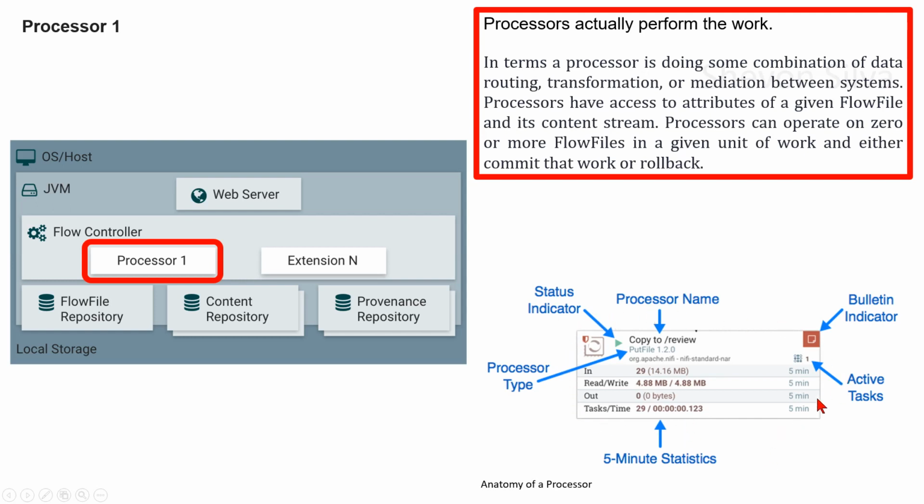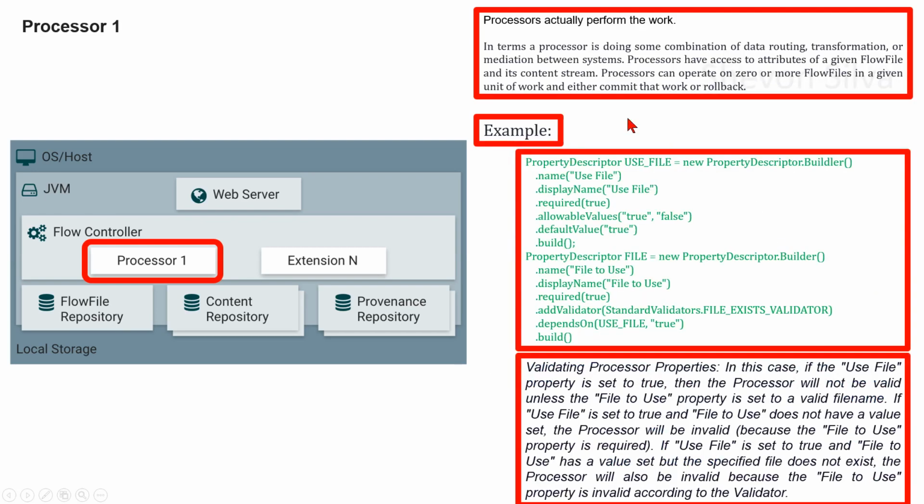And here you can see a processor. Here you can see a status symbol, processor name, processor type, 5 minute statistics, bulletin indicator, and active tasks. We can consider this as an example here.